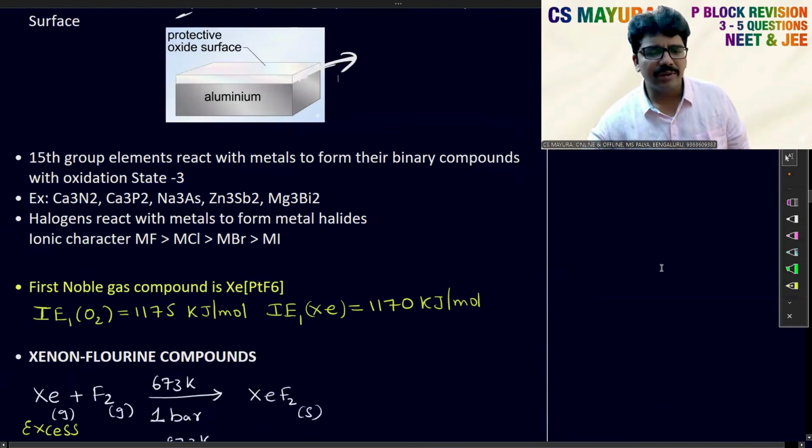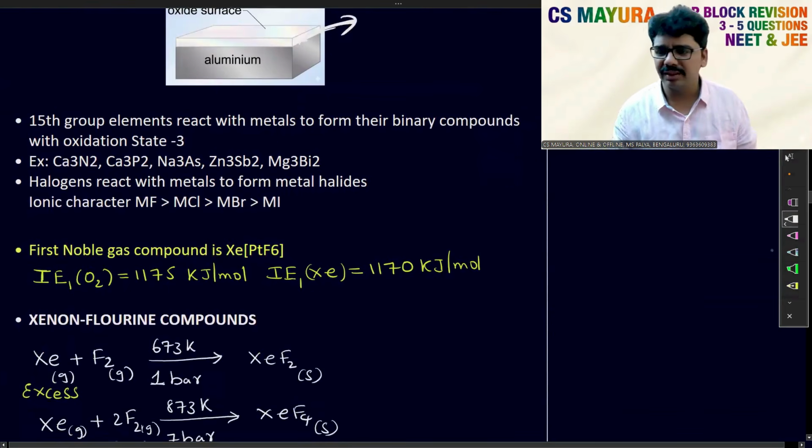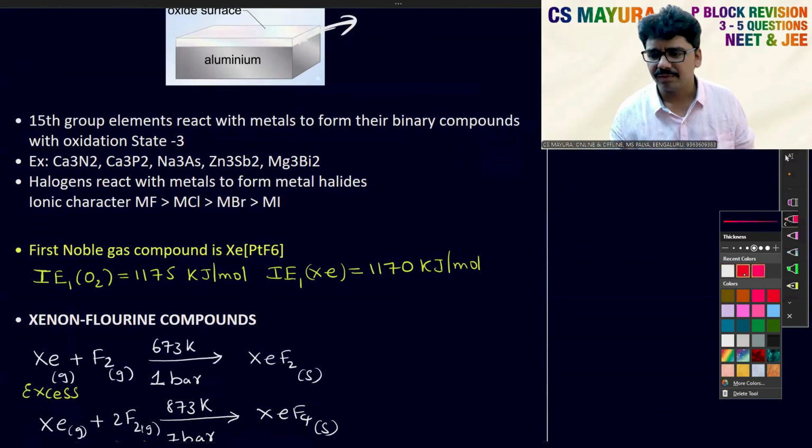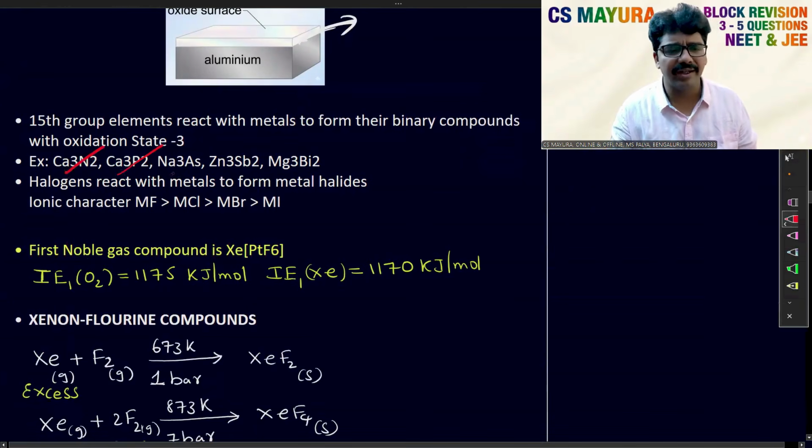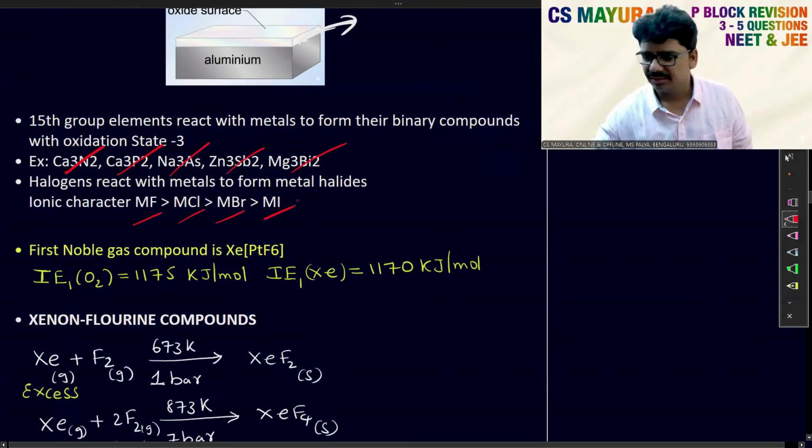Next, 15 group elements combine with metals. They produce calcium nitride Ca3N2, calcium phosphide, sodium arsenide, zinc antimonide, and magnesium bismuthide. And halogens also react with metals to form MF, MCl, MBr, MI.